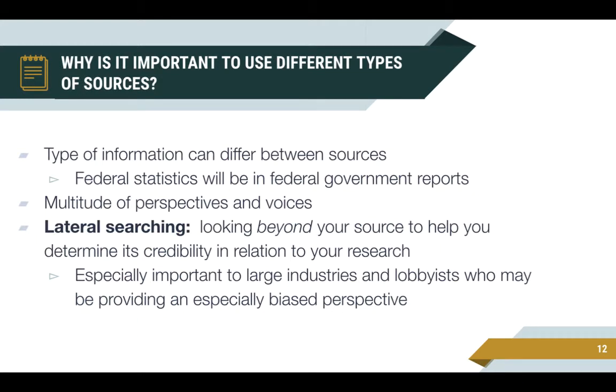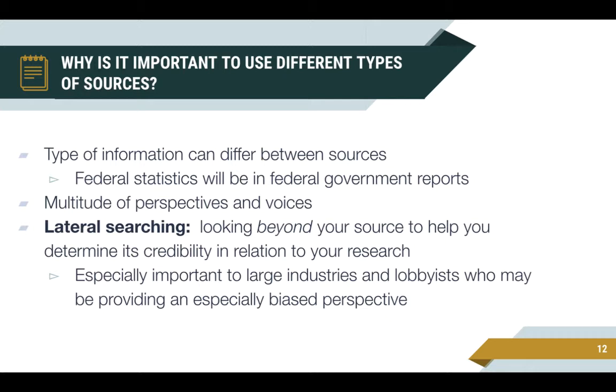So, why is it important to use different types of sources? Can't we just find a book on your resource and be done with it, or find a single report? Well, it's important to note that the type of information can differ pretty widely between sources. Say if you're looking for some statistics at the federal level, you won't find that in an academic article necessarily, because academic articles are usually focused on one hyper-specific study or review. So for federal statistics, you'll want to look to federal government reports and websites like StatsCan.